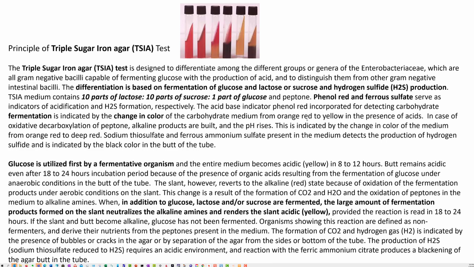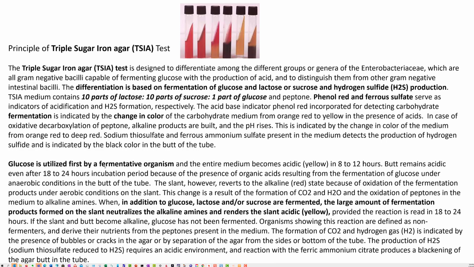It's usually the orange red to yellow, and it makes it really nice. In the case of oxidation, decarboxylation of peptone, alkaline products are built and the pH rises. The change of the color of the medium from orange to red to deep red gives you that additional handle. Sodium thiosulfate and ferrous ammonium sulfate present in the media detect the production of hydrogen sulfide and turn that black color in the butt of the tube. It's always in the butt though.